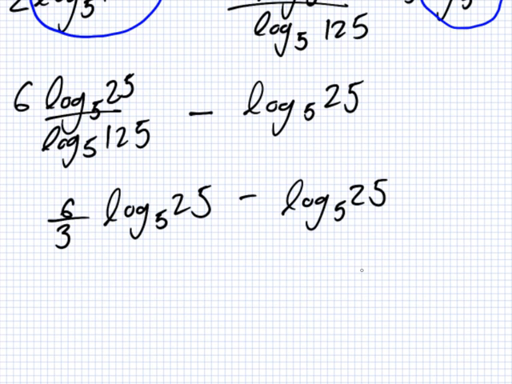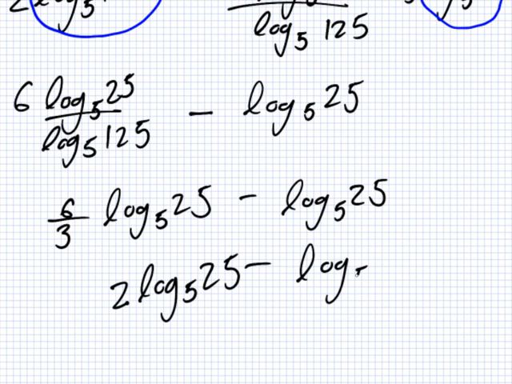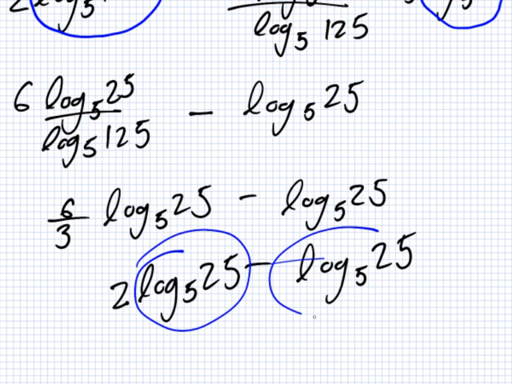Okay, so 6 over 3, 2. And again, you have 2 of these minus 1 of these.